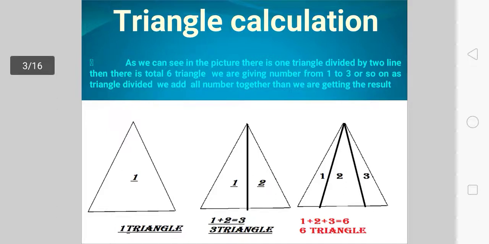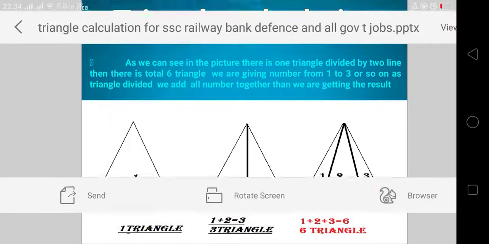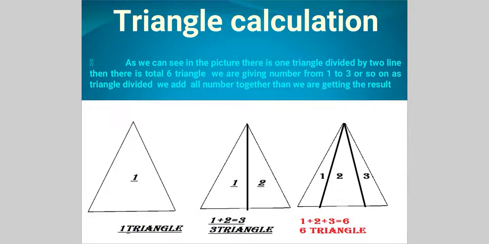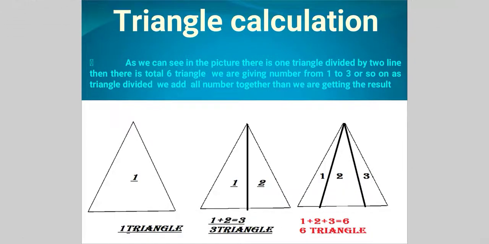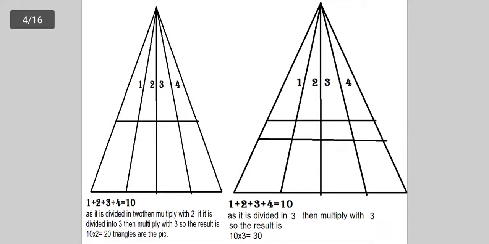Now here you can see one triangle, but dividing with the line, there are two triangles. So I have put 1 and 2. As we put here 1, 2, 3, there are a total of 1 plus 2 plus 3, which is 6 triangles. For that you can check: 1 triangle, 2 triangle, 3 triangle, 4 triangle, 5 triangle and 6 triangle.